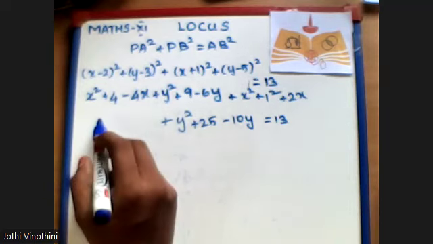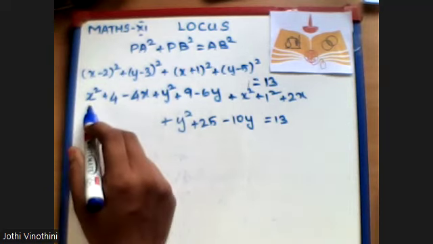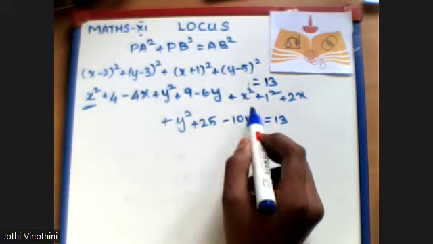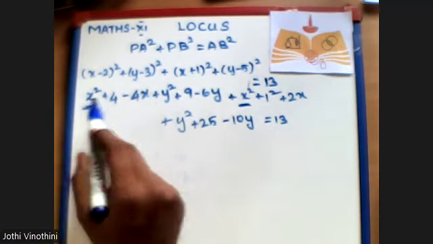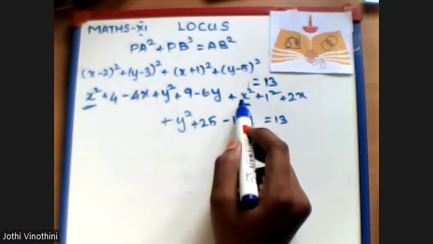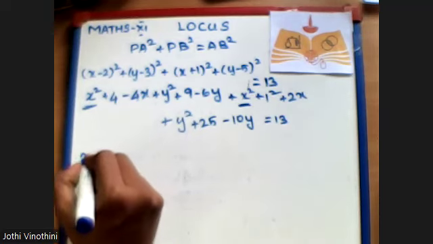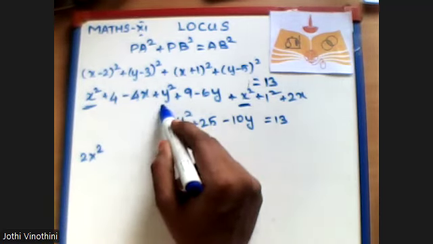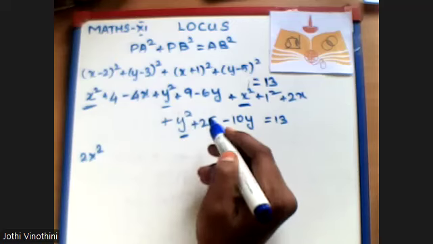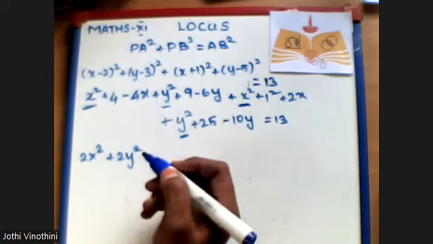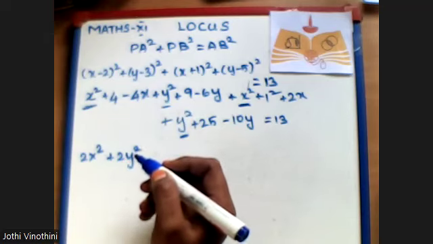Right. Now I am going to solve this. Here I have x squared. Is there any other x squared? Yes, here. So I'm going to add those because this is also a positive x squared. So 2x squared. Then for y squared, 1y squared here, another 1y squared here, so plus 2y squared. Any other terms?